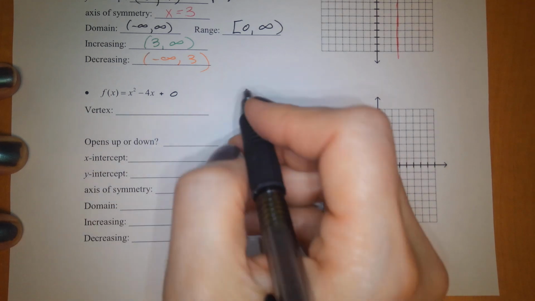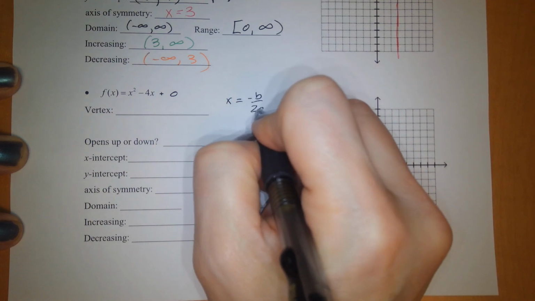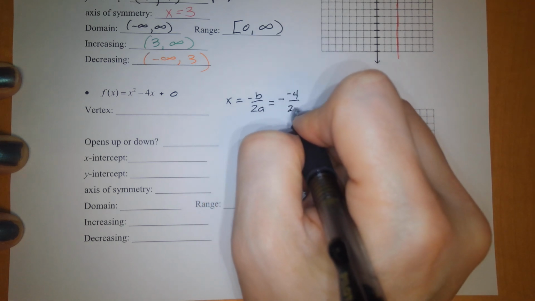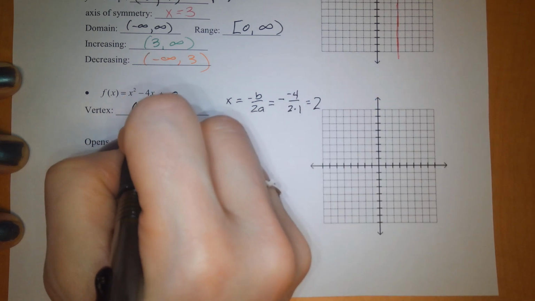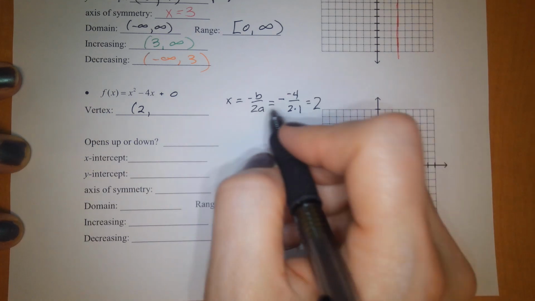So the vertex is going to be located. First find the x, which is negative b over 2a. So that's negative negative 4 over 2 times 1. 4 divided by 2 is 2. So I found the x-coordinate of my vertex.